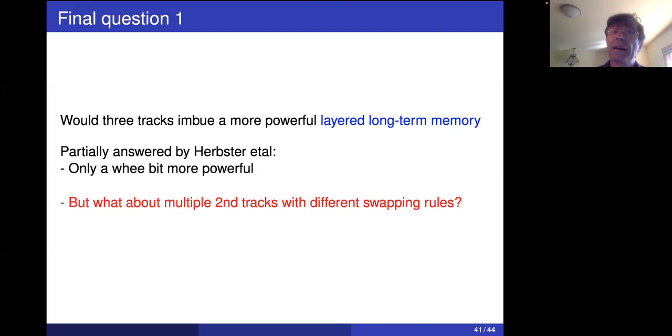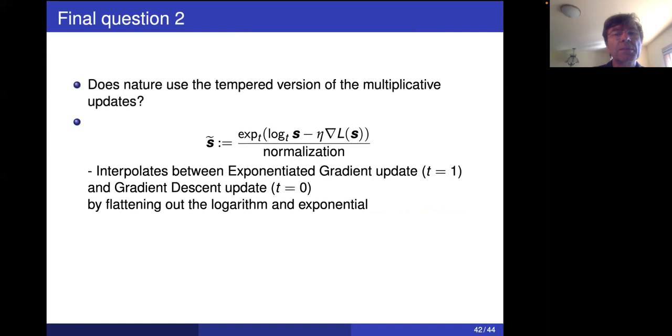I did it with two tracks, and three tracks help. This was partially analyzed in a paper by Herbster, and it didn't make a big difference. The bounds didn't bring out a big advantage, but maybe something simpler is good and could be explored.